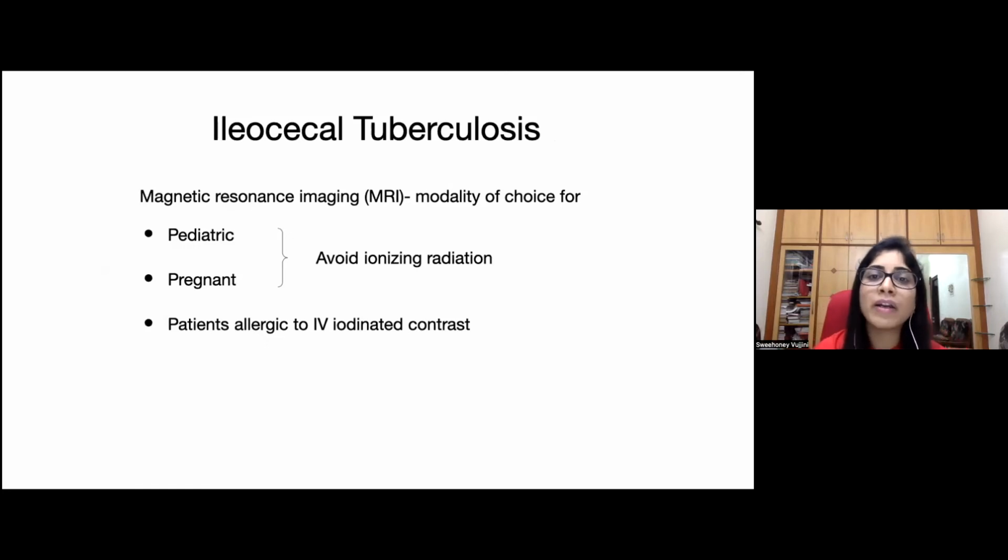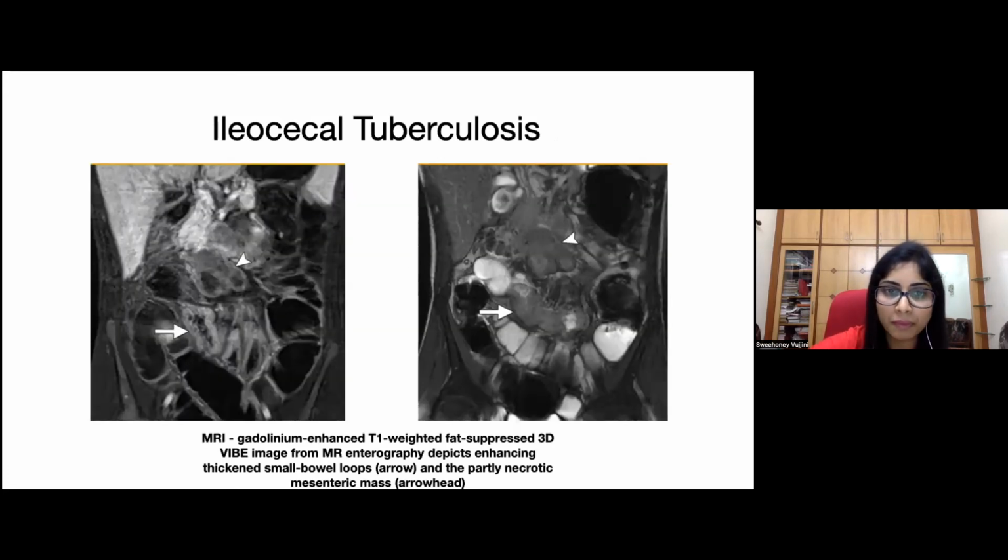So when is MRI the modality of choice? To avoid ionizing radiation, MRI is used in pediatric and pregnant patients, and also in patients allergic to IV iodinated contrast. This is a T1 weighted fat suppressed image from MR enterography, showing thickened small bowel loops and also a partly necrotic mesenteric mass.